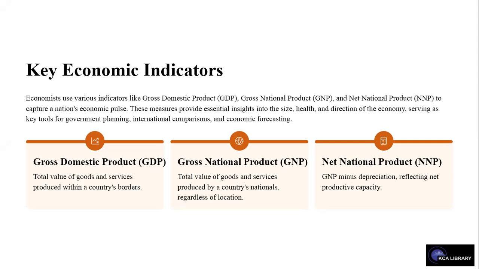To give a brief of what these terms mean, because we'll talk about them more: Gross domestic product is the total value of goods and services produced within a country's borders. And the GNP is the total value of goods and services produced by a country's nationals, regardless of the location where they are. And the net national product, which is the NNP, is the GNP minus the depreciation, which reflects the net productive capacity of an economy.